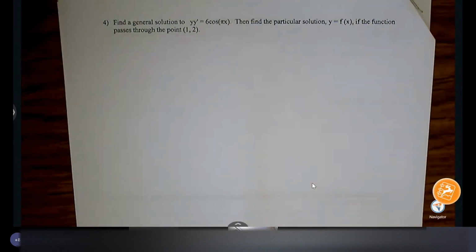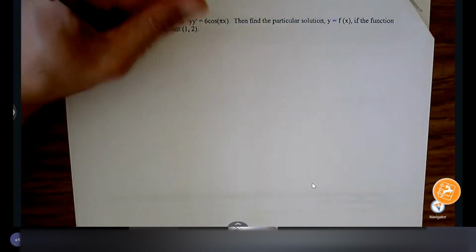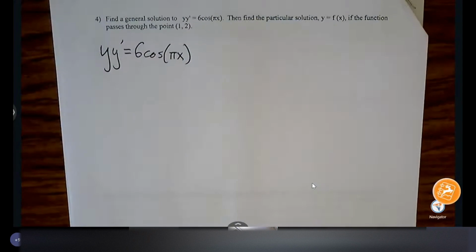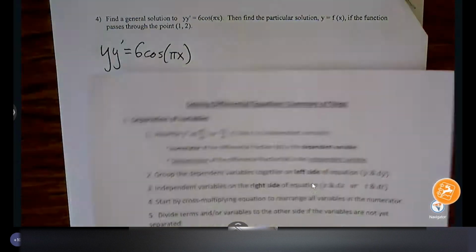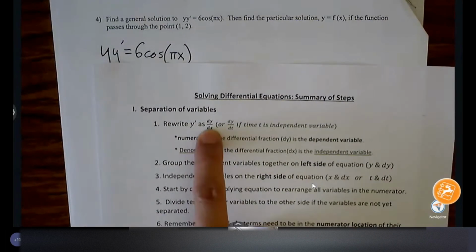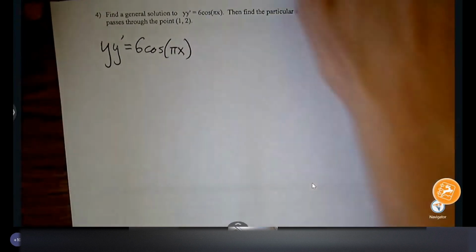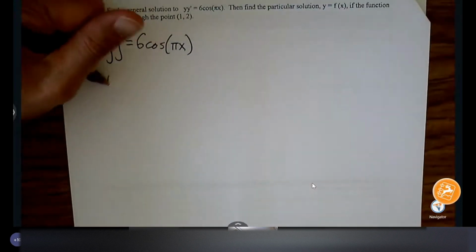Okay, so it says find a general solution to y prime equals 6 cosine of pi x. I'll write this a little bit larger here. All right, so first things first, what can we do to rewrite this problem? Yeah, let's get that y prime to be more descriptive for us. Let's get that dy dx to show up. And I'm already foreseeing the need for cross multiplying, so I'm just going to put this in the fraction form here.